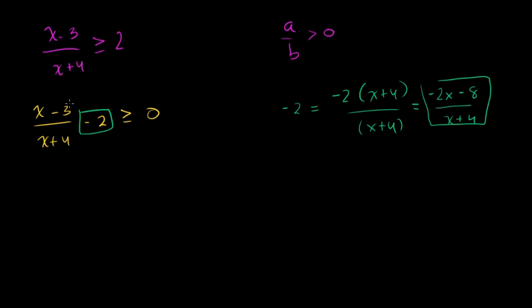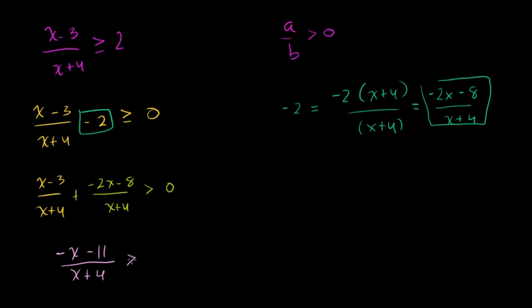But let's write it this way because then we can add them. So I have x minus 3 over x plus 4. And I wrote it that way so I have a common denominator. And then I have plus minus 2x minus 8 over x plus 4 is greater than 0. I have a common denominator. That was my whole point of doing this. And so I have a denominator of x plus 4. And then when you add these two things, you get x minus 2x. That's minus x. And then you have minus 3 minus 8. That's minus 11 is greater than 0.